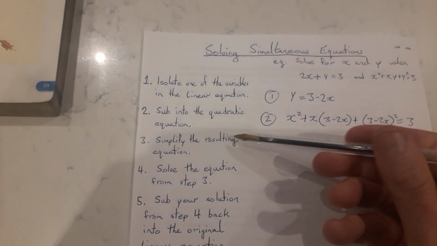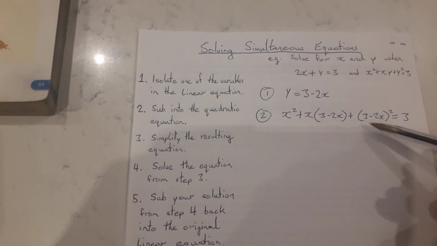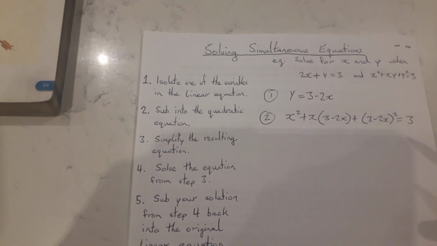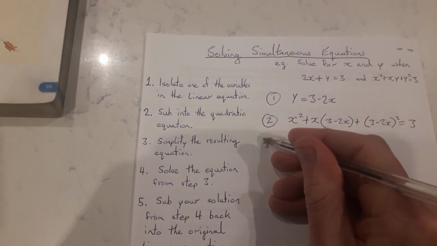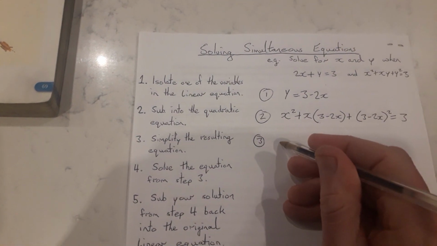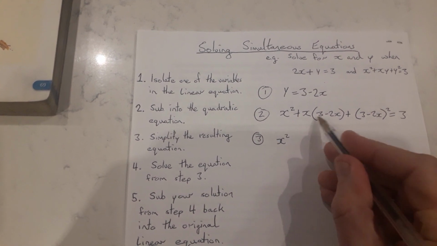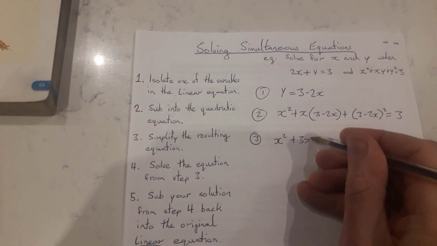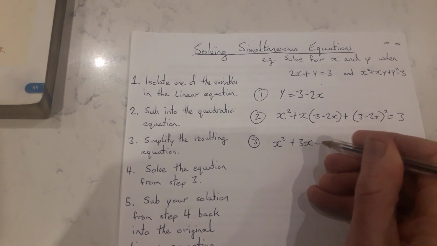So according to this, step 3 is to simplify the resulting equation. So get rid of all the brackets, add like terms and that type of thing, get everything over to the one side and simplify. So step 3 gives you, well, this x squared is just an x squared. This I'm going to multiply out the brackets. X times 3 is 3x. X times minus 2x is minus 2x squared.